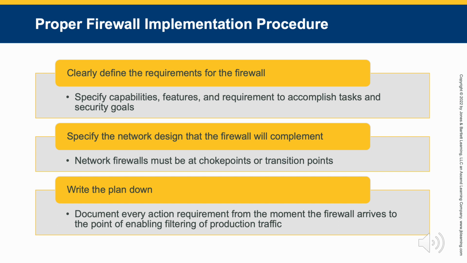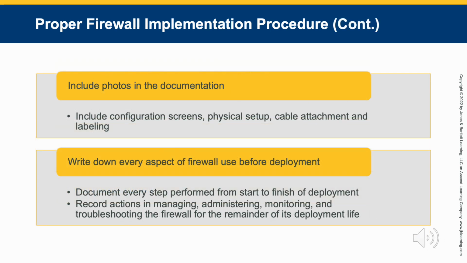Write the plan down. Document every action requirement from the moment the firewall arrives to the point of enabling filtering of production traffic. Include photos in the documentation. Include configuration screens, physical setup, cable attachment, and labeling.